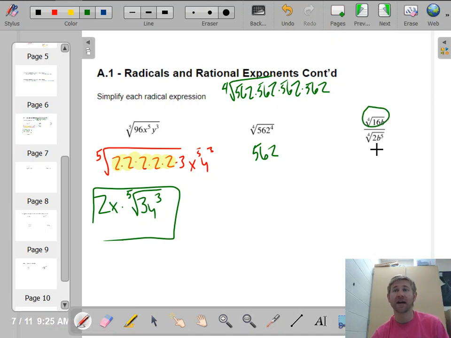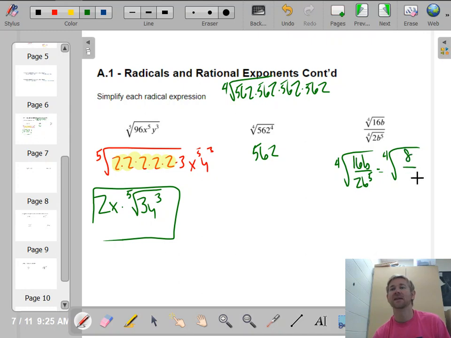Now, the next one involves some fractions, and you can do this a couple different ways. You could simplify the top, and you could simplify the bottom, and then you could deal with it. But if you have the same root in the top and the bottom, so we have fourth root in the top and the bottom, you can write it as one root. So I could put 16b in the top, and I could put 2b to the fifth in the bottom. The reason that helps me is now I'm going to take the fourth root of, I'm going to simplify this on the inside. So 16 divided by 2 is 8 over b to the fifth is b to the fourth.